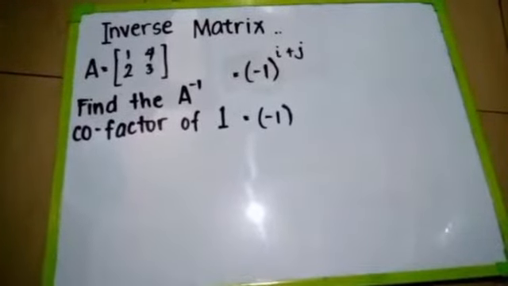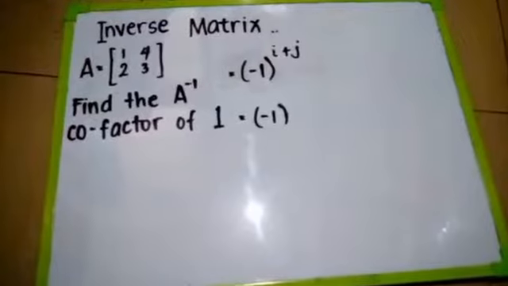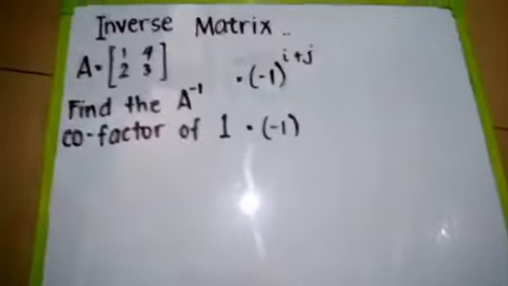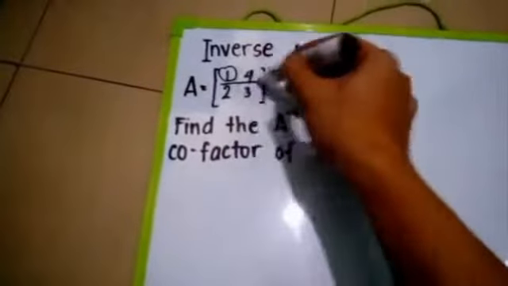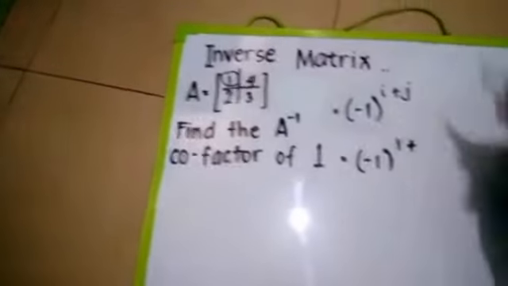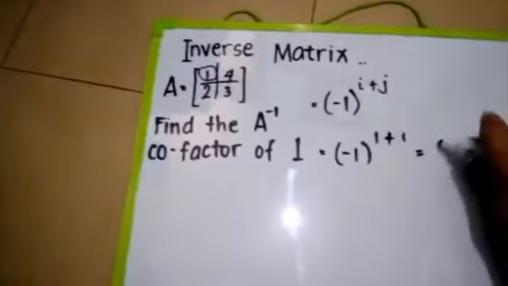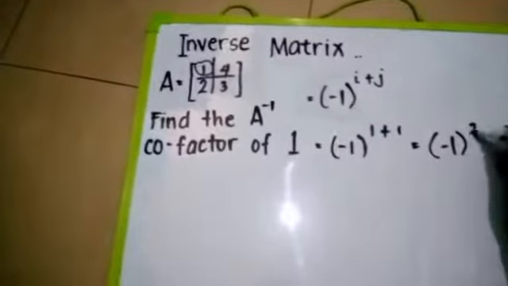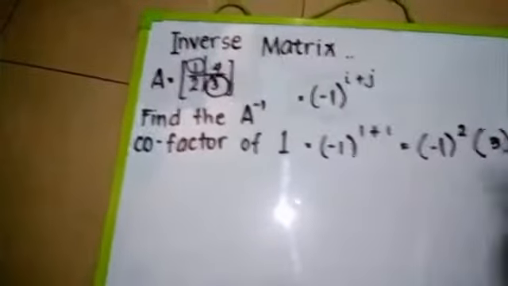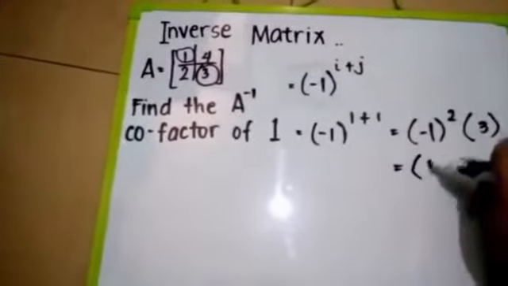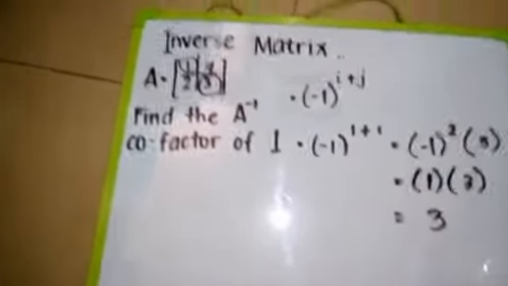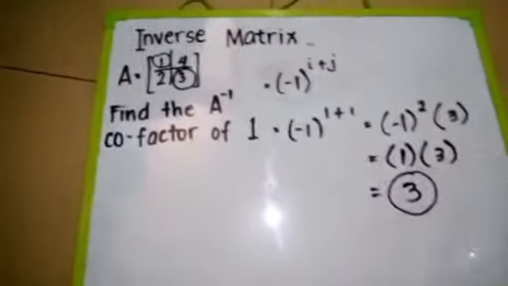And now, we will find the cofactor of 1, which is equal to negative 1 raised to i plus j, where i is the row, the first row of 1, plus j, the column, the first column, 1, is equal to negative 1 raised to 2 times the least number, the cofactor of 1, which is equal to positive 1 times 3, equal to 3. And now 3 is the cofactor of 1.